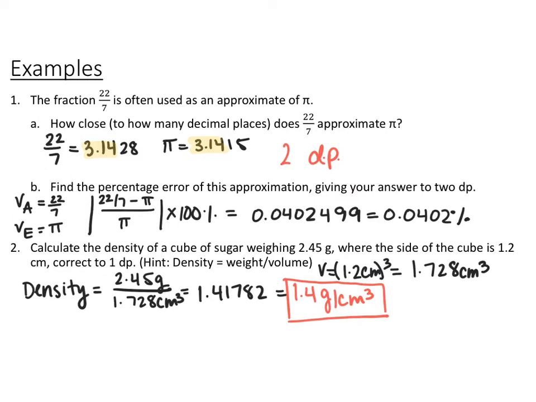Make sure when you're calculating something like this, you avoid premature rounding. So for example, I did not round the 1.728 or the 2.45. The answer button in your calculator is very useful, or scrolling up and grabbing it and pulling it down, so that you don't use a rounded answer.